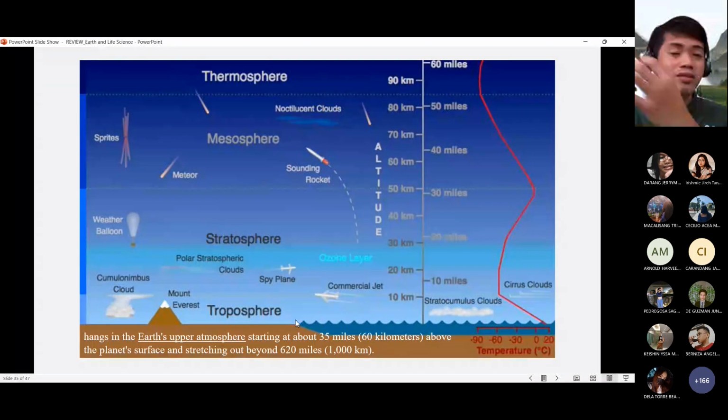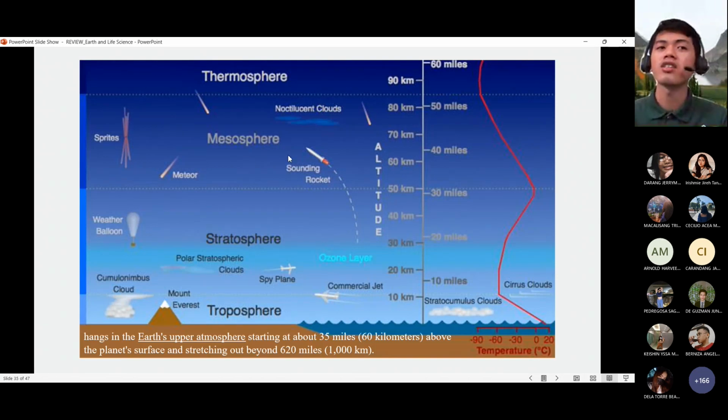Okay, the troposphere region is where our clouds and some of the planes are. Then we also have the stratosphere, our ozone layer, and our weather hot air balloon. We also have commercial jets, for example.